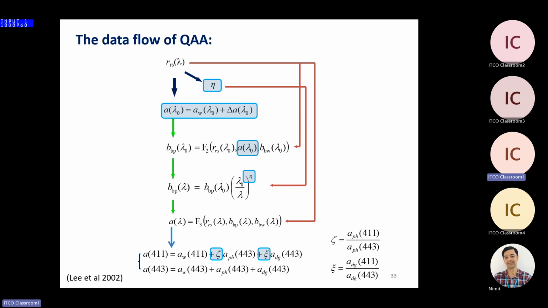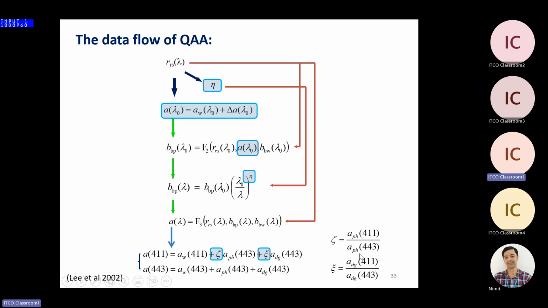So basically it is a kind of iteration, but the iteration goes from one wavelength to the other wavelengths, starting from lambda 0 to the other lambdas. In these green steps, they are algebra calculations. After we know the total absorption, which as we said is a sum of 3 components, here APH and ADG, at least we have 2 blue bands for all the satellite sensors: 411 and 443.